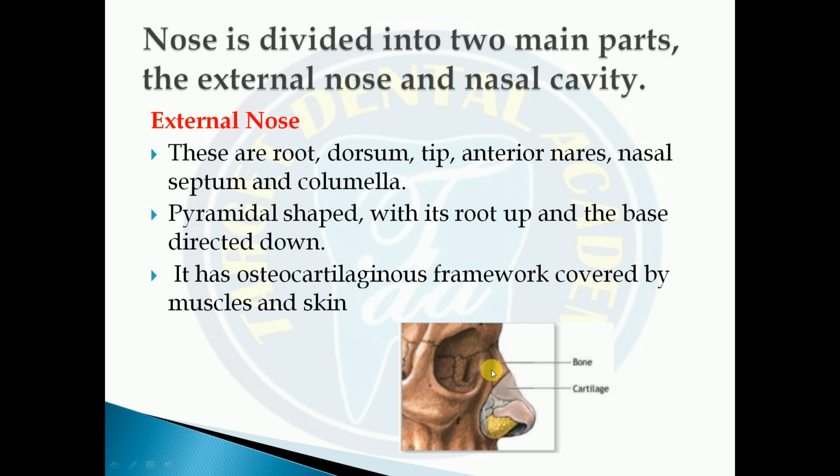So it has an osteocartilaginous framework. Osteo means bone, cartilaginous means cartilage. This framework is covered by the muscles and the skin. The external nose has a root, a dorsum, a tip, the anterior nares, the nasal septum and the columella.